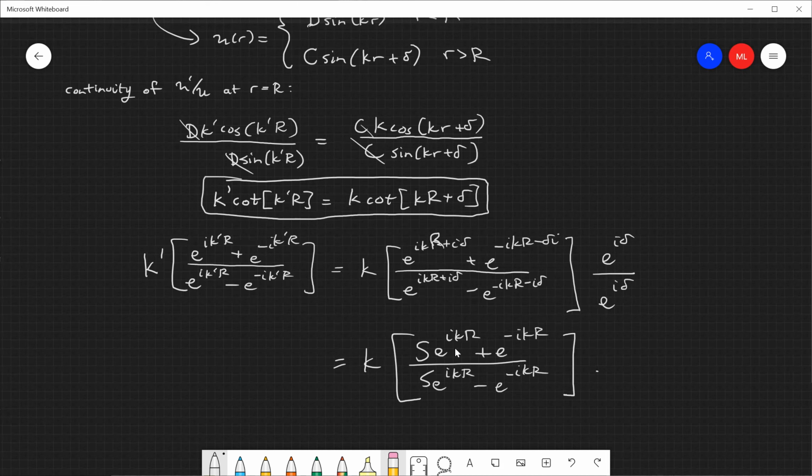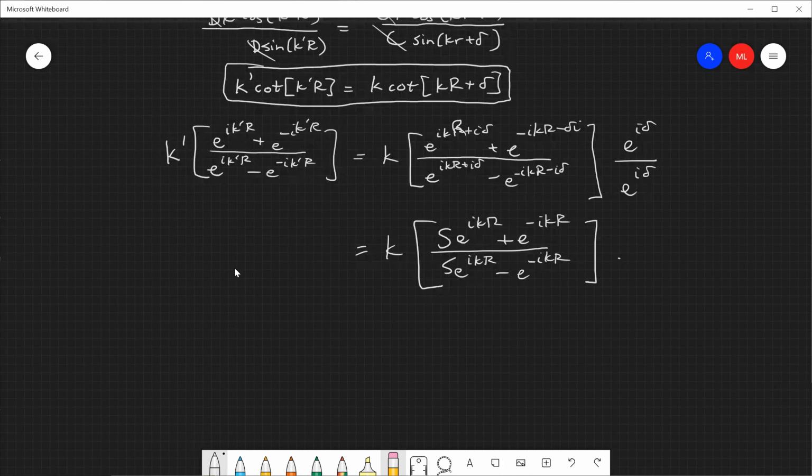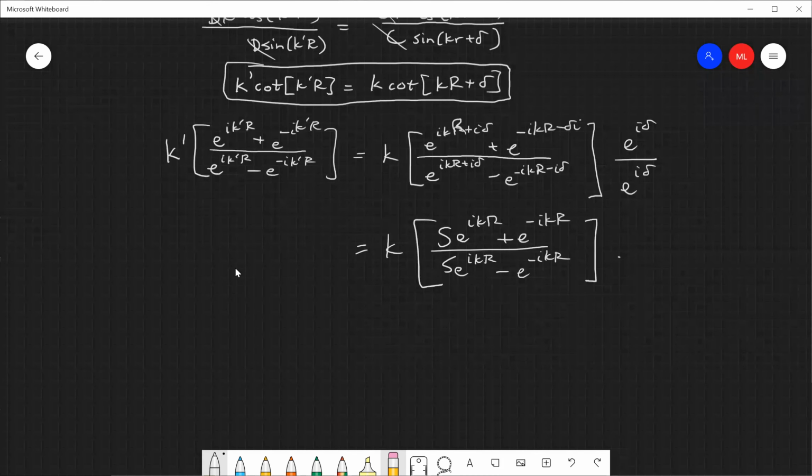And we can now actually solve this for S to get the S matrix contribution to the L equals 0 mode. So you can solve it. This is just some algebra, right? You put all the S's on one side and then divide. And what you end up finding is it's e to the minus 2ikr.